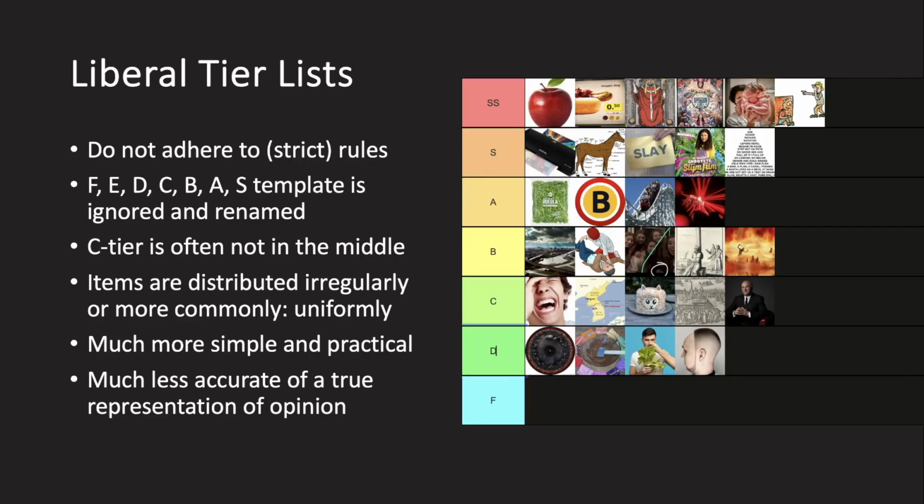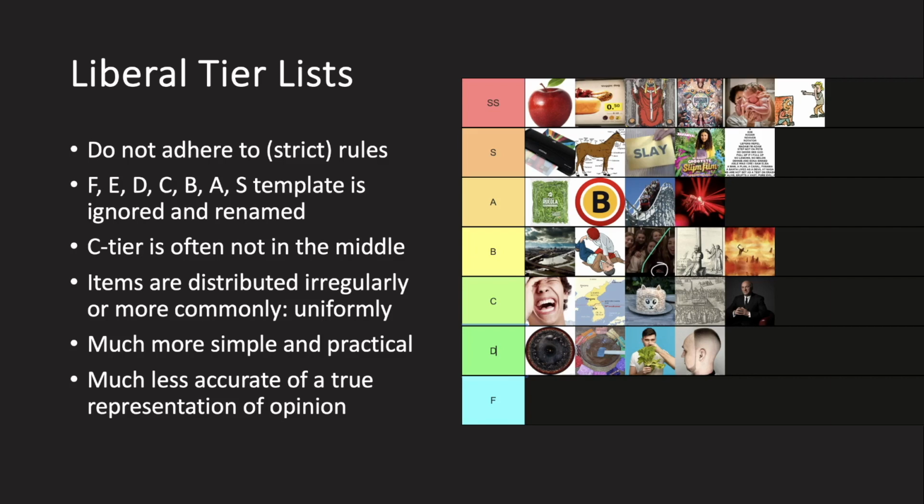And I don't have to go over this one for as long because these tier lists do not adhere to strict rules. The template is ignored, tiers are renamed, and C tier is very often not in the middle. Something interesting about liberal tier lists is that items are very rarely in a bell curve, but in fact they are more commonly distributed uniformly, meaning that each tier has about as many items as the other tiers. Why this is, I can't really say for sure, but I'd theorize that that would be because 1, we like symmetry, like our brain likes symmetry, and 2, it's just kind of how tier lists have been presented over the years, so we're used to tier lists kind of looking like the example to the right.